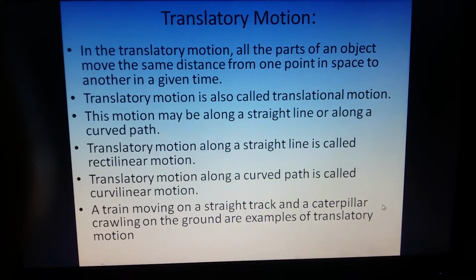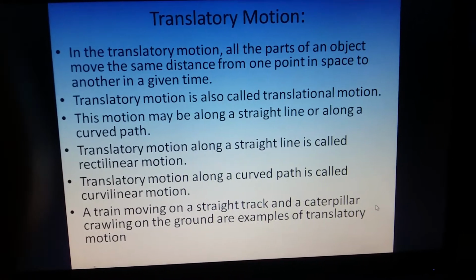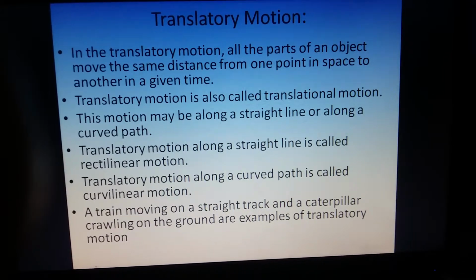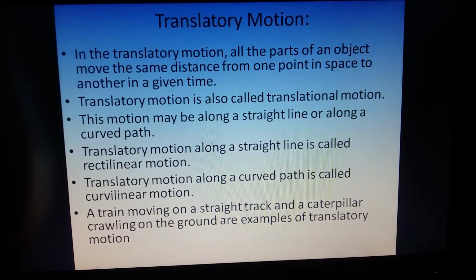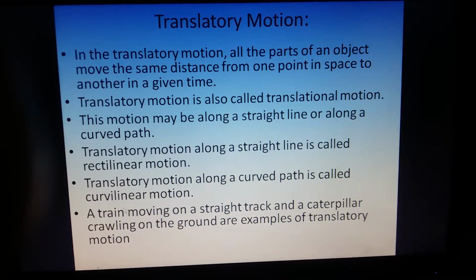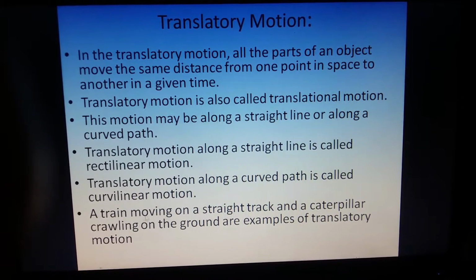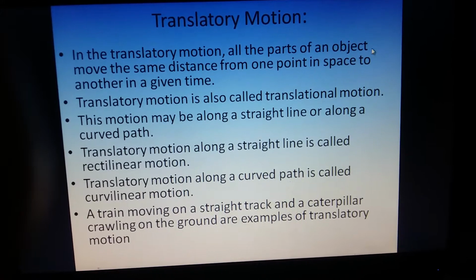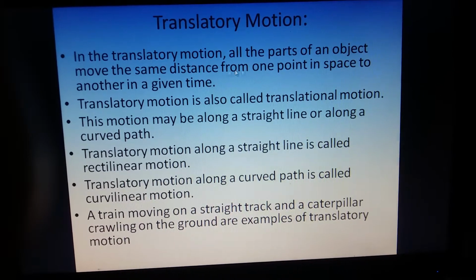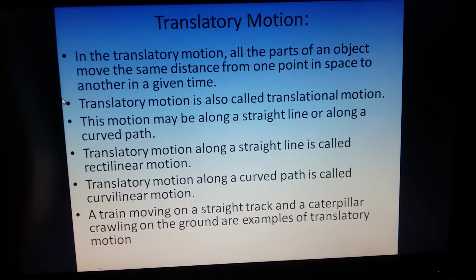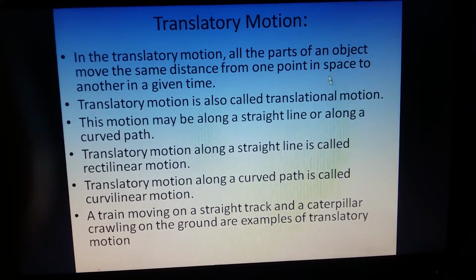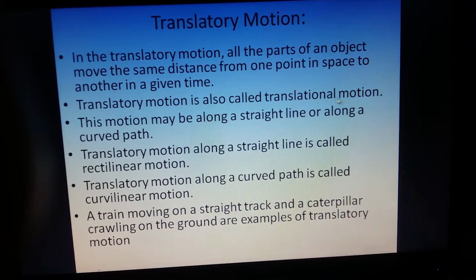Translatory motion is the first. When all the parts of an object move in the same direction. For example, a train is moving along a straight track, then all the parts of the train are moving in the same direction. When all the parts of an object move in the same direction from one point in space to another in a given time, then that is translatory motion. This is also called translational motion.